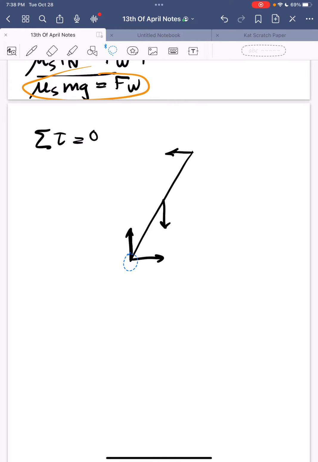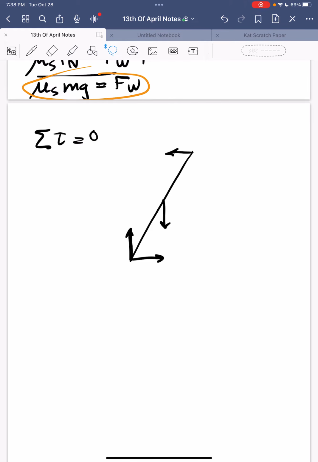So if I pick a point like this one down here, what happens is when I write the torque equation, this force doesn't have any effect of twisting things around this point. And this force doesn't have any effect of twisting it either. It's only this force, which is going to rotate things that way, or this force, which is going to rotate things that way. Those are the only forces that are going to exert any torque.